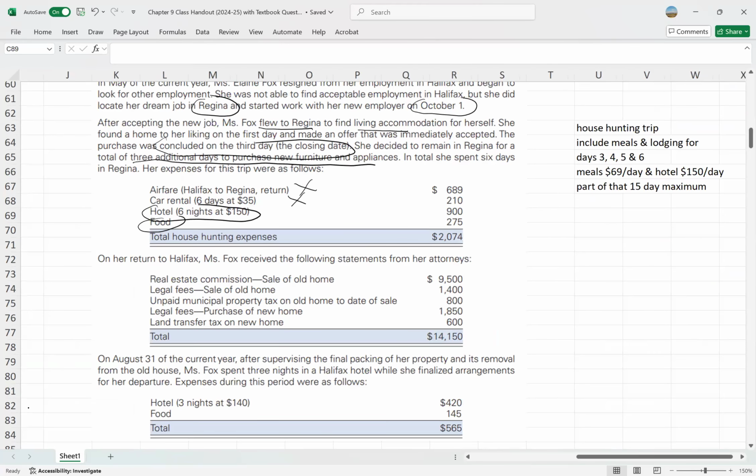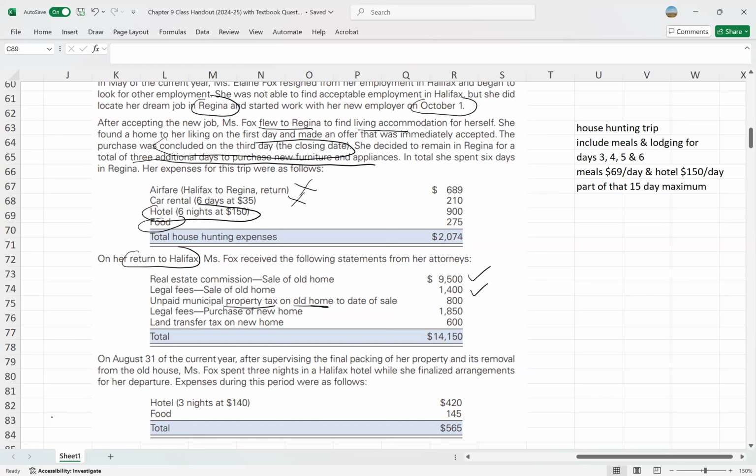On her return to Halifax, she sold her house. There was real estate commission, legal fees. So remember we said that when you sell your house at the old location, those selling costs, the legal fees and the commissions, those are eligible moving expenses. So the $9,500 and the $1,400. Now this unpaid property tax on the old home, that is not deductible.